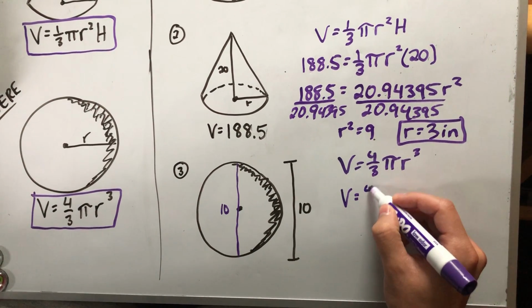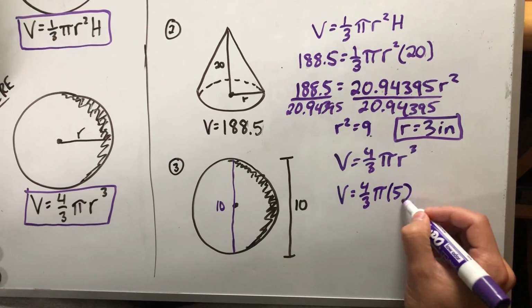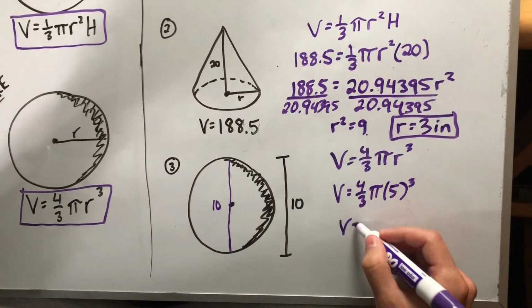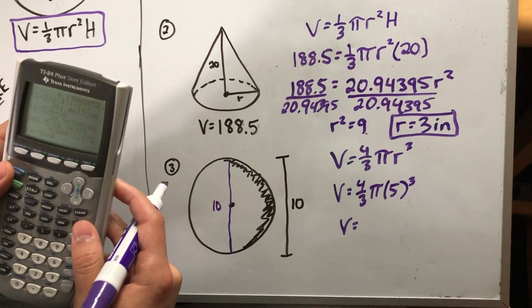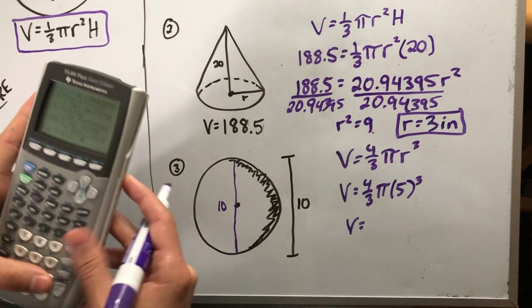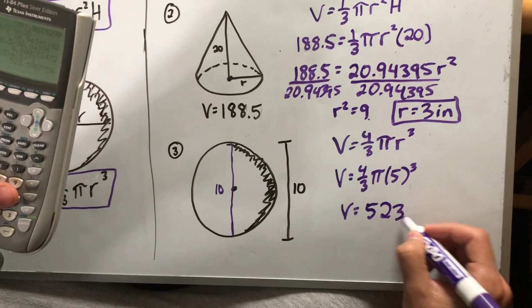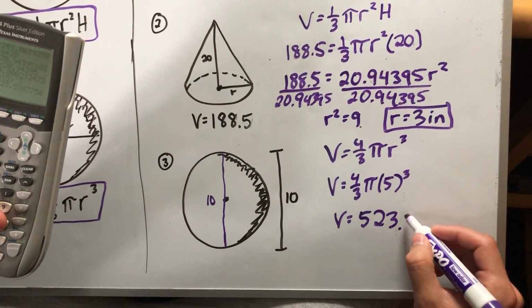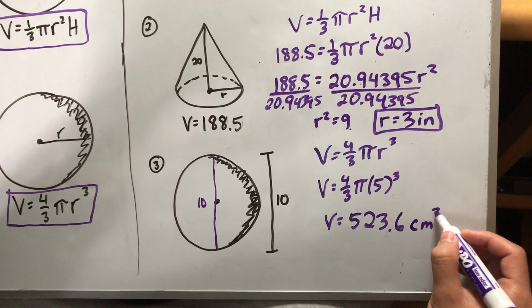So all it is, volume is 4/3 pi, radius is 5. And again, you just put that whole thing in your calculator. You guys have your calculator apps. If you don't know what I mean, message me and I'll let you know. So your volume ends up being 523.6. And again, volume, let's just make it centimeters. Why not? Cubed.